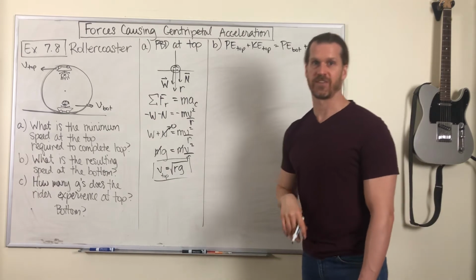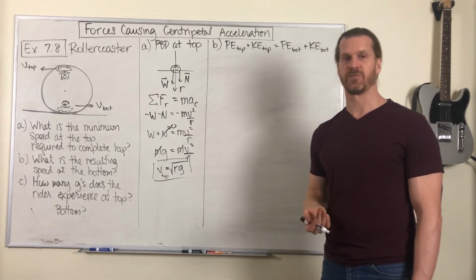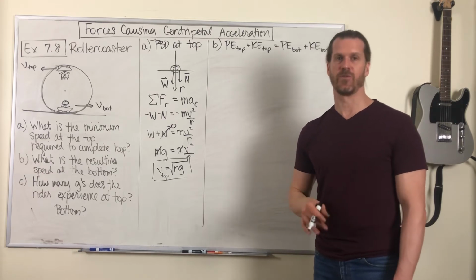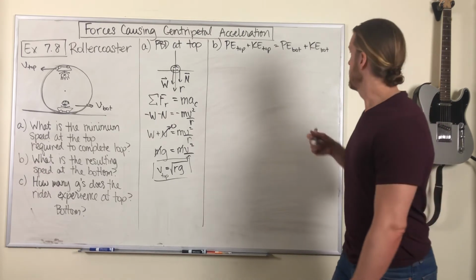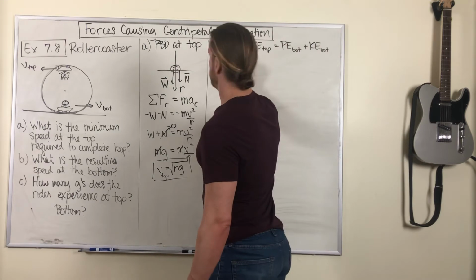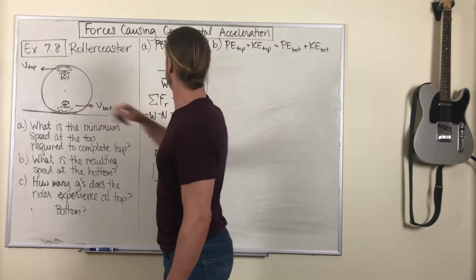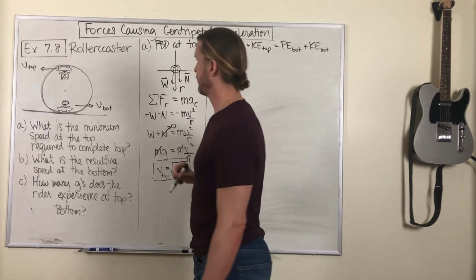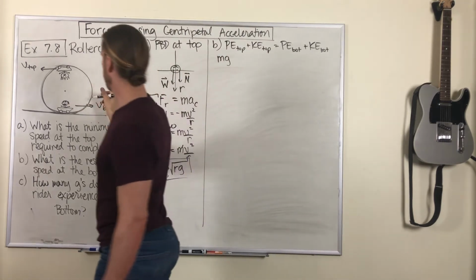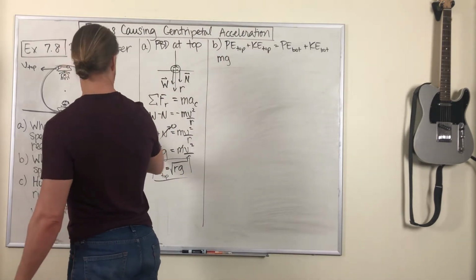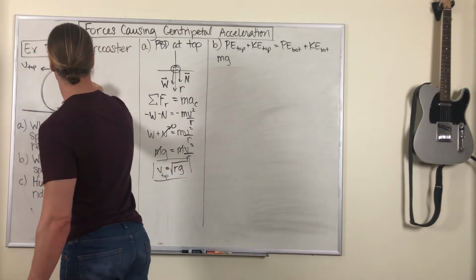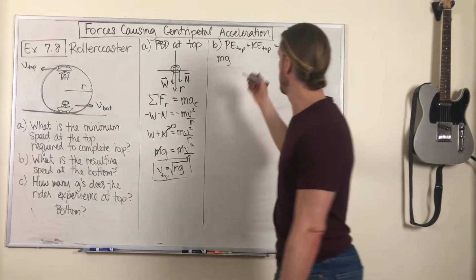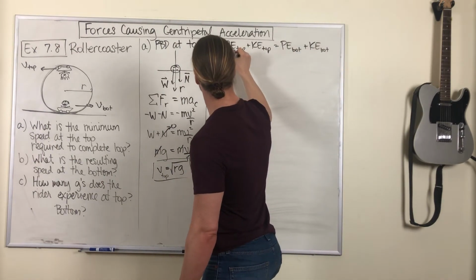Potential energy plus kinetic energy at the top is potential plus kinetic at the bottom. We're ignoring friction and air resistance, so there's no external work. At the top of the loop, that potential energy is mg times the height. Because this has a radius of r, the height at the top of the loop is 2r, the diameter.